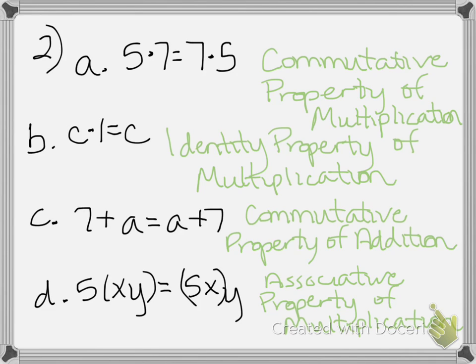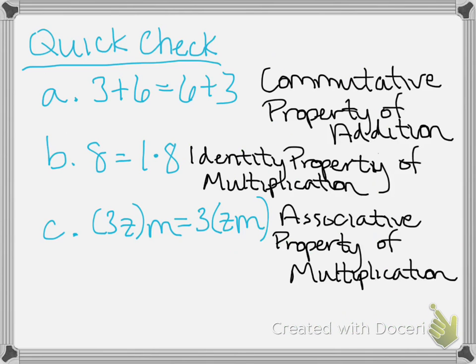Okay, pause this video and do the quick check for problem 2, then resume the video to check your answers. Quick check for problem 2 on page 69. Letter A, you should have gotten the commutative property of addition because they're flip-flopping the numbers. Letter B should be the identity property of multiplication because you're getting the same original number in your answer. And letter C shows parentheses in different grouping orders, so you should use the associative property of multiplication.